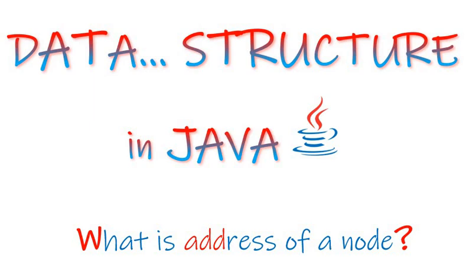Data structure in Java continued. Well, coming up is a helping code. This is not one of the primary codes. This is a helping code in which I am going to throw more light on what is the address of a node.